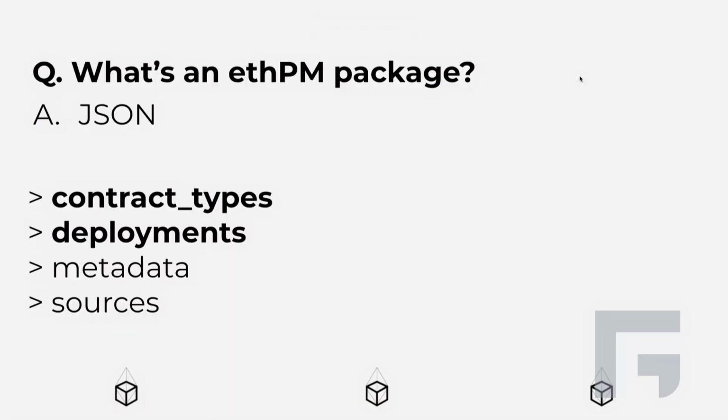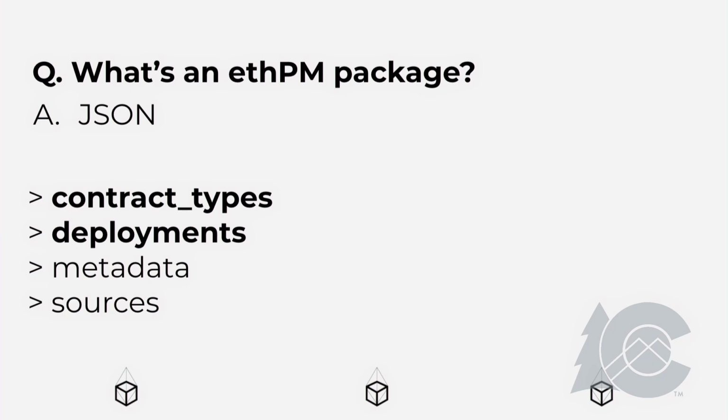So let's talk a little bit more about what is an EPM package, and it's just JSON. It's a structured JSON. We have a specification in our docs, and it's versioned also. Each release has a package name and a version, and those make the unique identifier for a specific package. And what's inside this JSON?